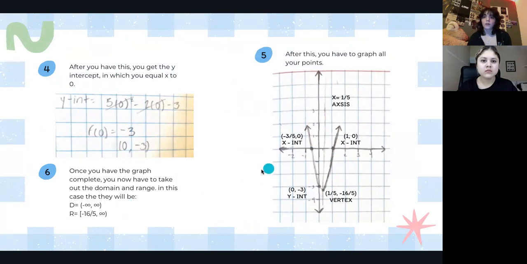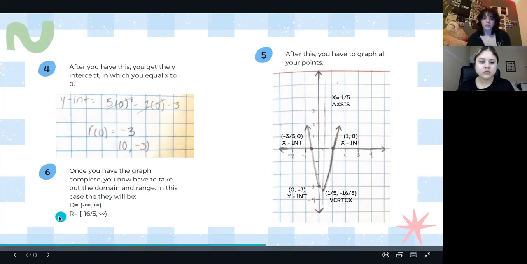Once you have the graph, you have to take the domain and range, and the domain will be (-∞, +∞), and the range will be [-16/5, +∞). I mean, positive infinity.